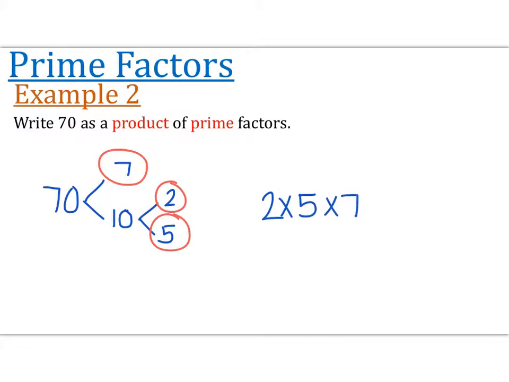You don't have to write out all of your answers in order from smallest to biggest like I am. You can put them in any order you want. 7 times 2 times 5 is also completely acceptable. All right, that's pretty much it. We're going to try one more example, make it look slightly fancier.